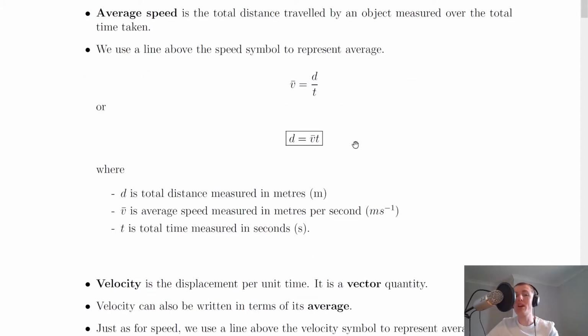Or to give you the equation in the form that you'll see on the relationship sheet in the exam, it is d = v̄t, where d is the total distance measured in meters, v̄ is the average speed measured in meters per second, and t is the total time measured in seconds.